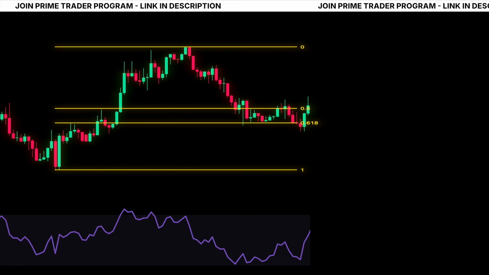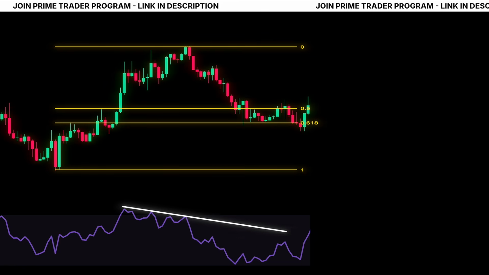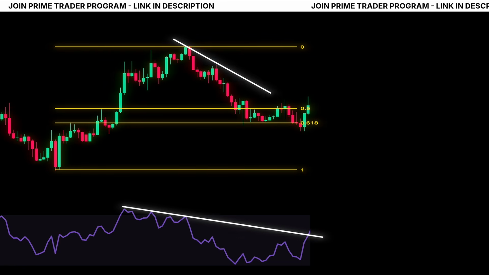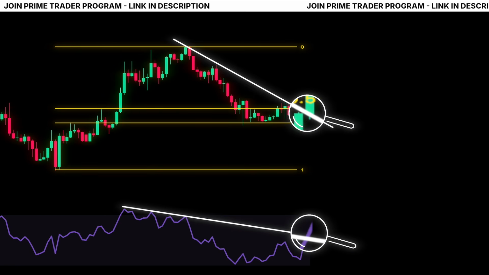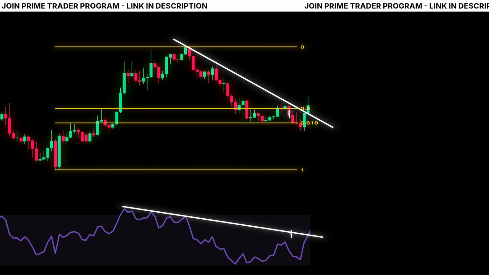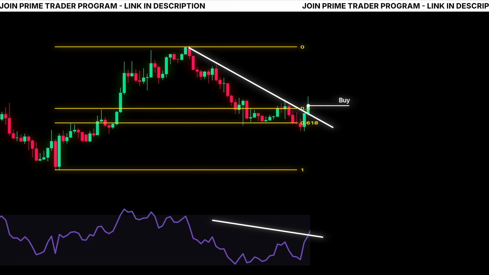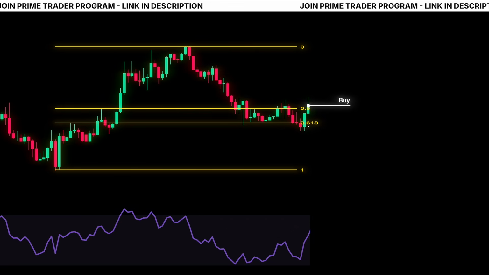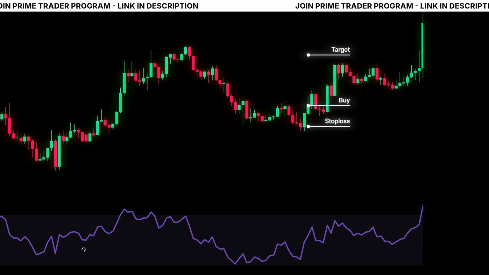It's a classic buy signal, so we plot a trend line on the RSI for the pullback. We can also plot it on the price and wait for the price and RSI to both break their respective trend lines. Once that happens, we enter a buy trade. We place our stop loss below the golden zone and target a 2:1 risk-reward ratio.